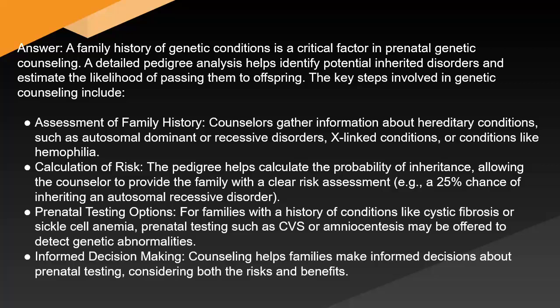Calculation of risk. The pedigree helps calculate the probability of inheritance, allowing the counselor to provide the family with a clear risk assessment, e.g., a 25% chance of inheriting an autosomal recessive disorder. Prenatal testing options. For families with a history of conditions like cystic fibrosis or sickle cell anemia, prenatal testing such as CVS or amniocentesis may be offered to detect genetic abnormalities. Informed decision-making. Counseling helps families make informed decisions about prenatal testing, considering both the risks and benefits.